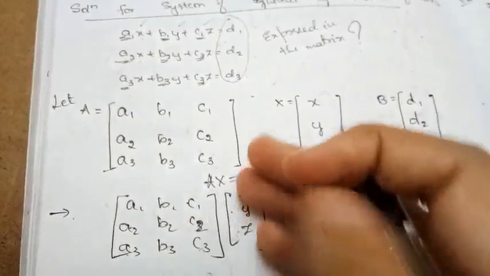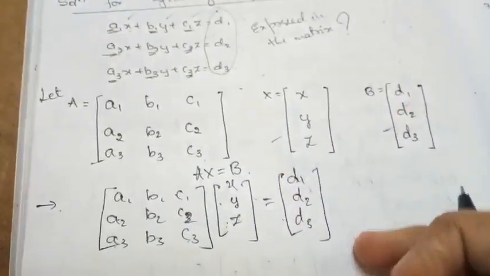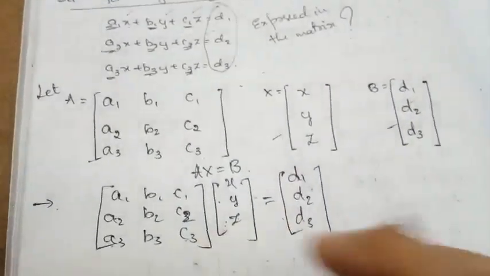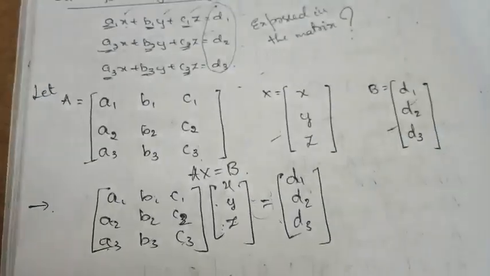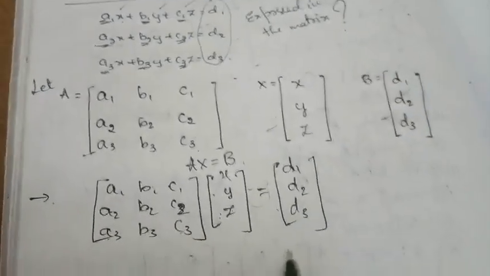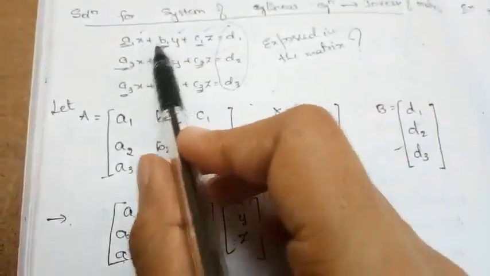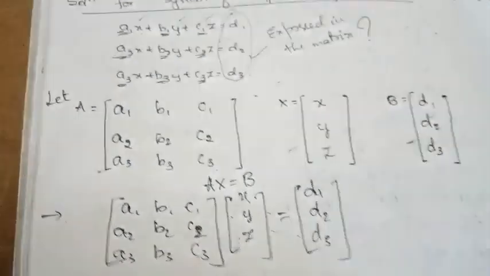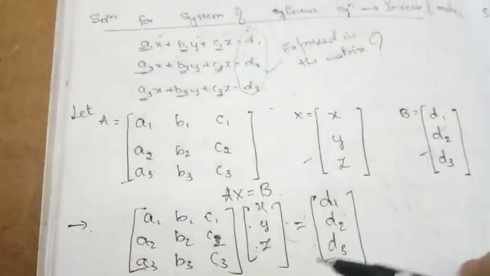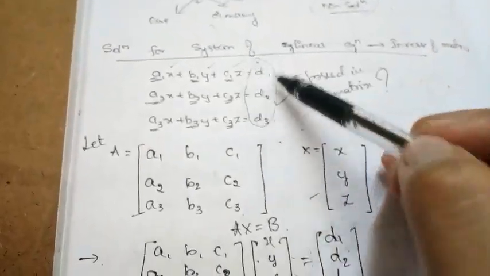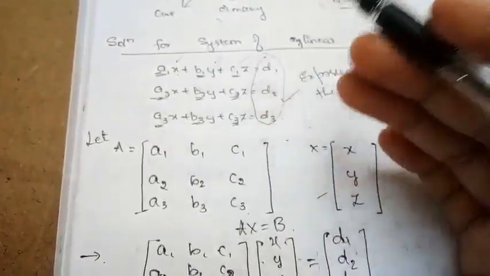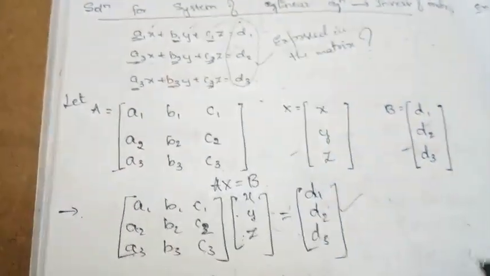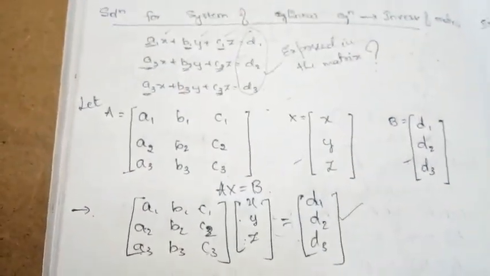So we have a 3 cross 1 matrix on the LHS and a 3 cross 1 matrix on the RHS, and both are equal. By the concept of equality of matrices, the corresponding elements become equal. When they become equal, we get this system of equations. So this is how we use matrices to represent the system of equations in this form.